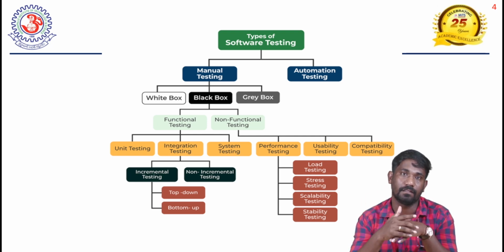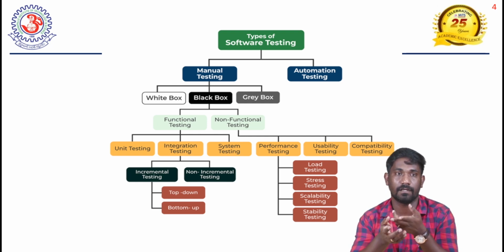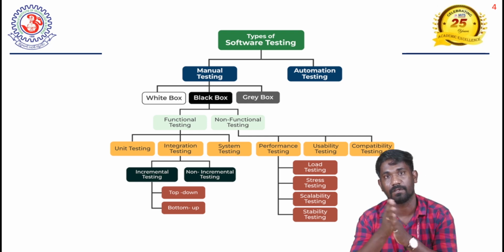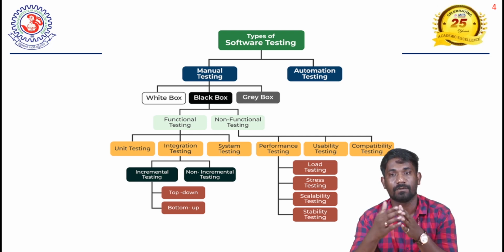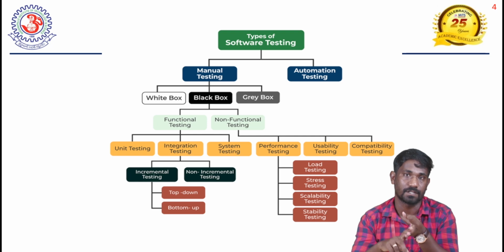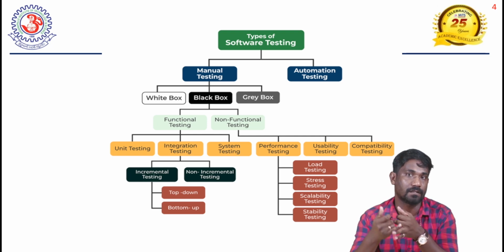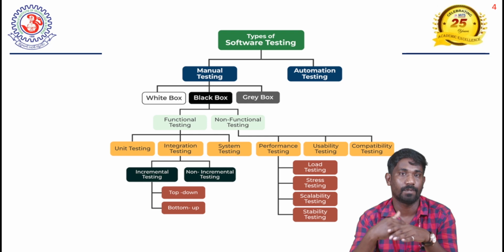And again, black box testing covers two things: functional testing and non-functional testing. Functional testing is about all the requirements given by the customer, and non-functional testing is about the things the company has to go along with. Under functional testing we have three things: unit testing, integration testing, and system testing. Under non-functional testing, we have performance testing, usability testing, and compatibility testing. And under these, there are plenty of other testings.